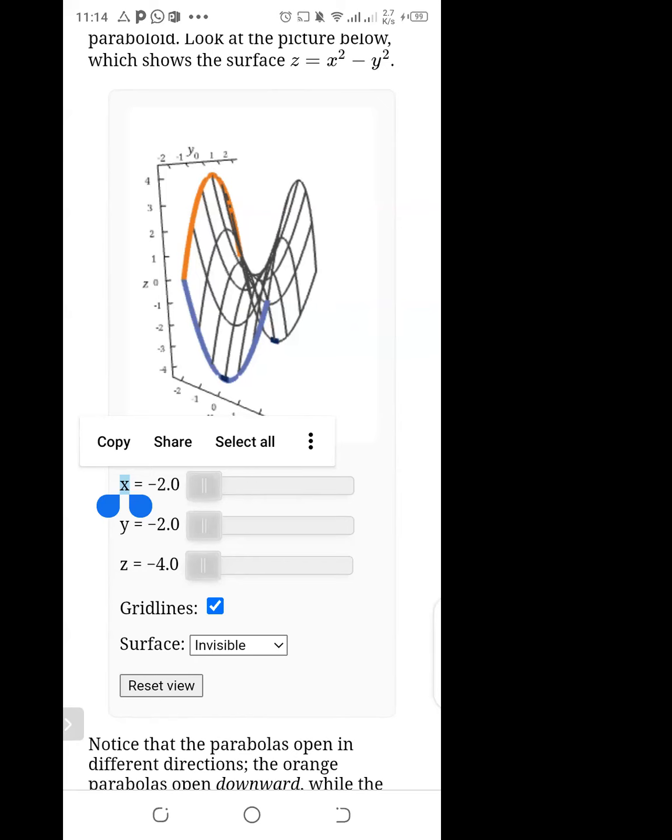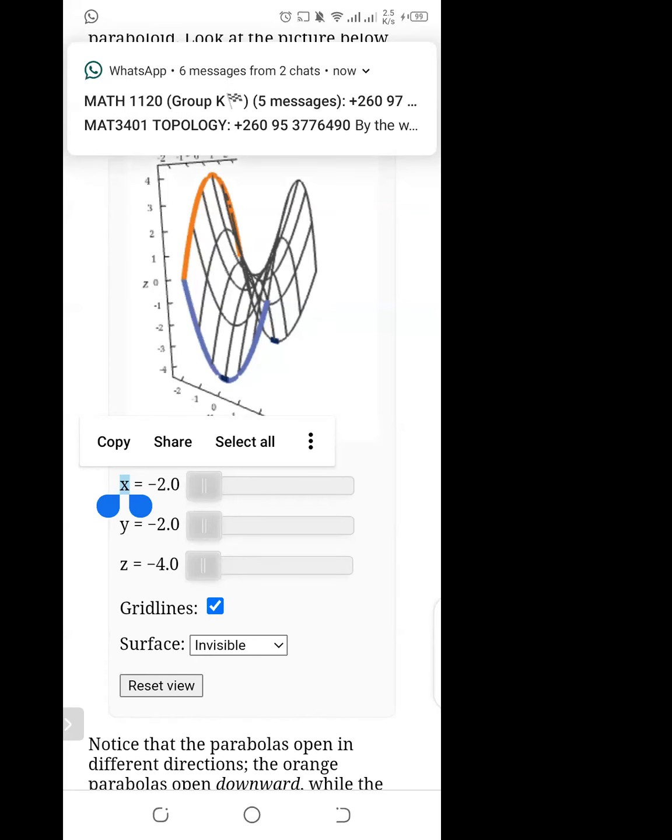Okay, so there's the equation again: z is equal to y squared minus x squared. Notice that when we fix y, the equation we get is a parabola with variables x and z. So what happens if we fix y? We get a parabola.